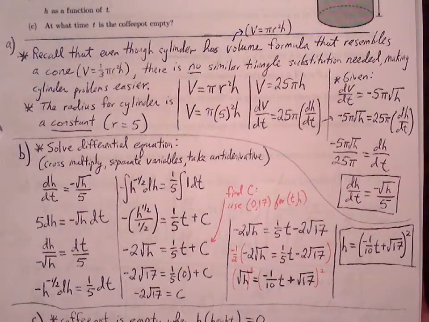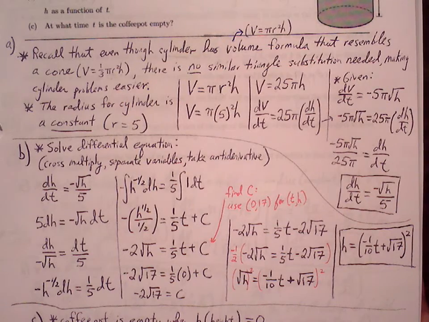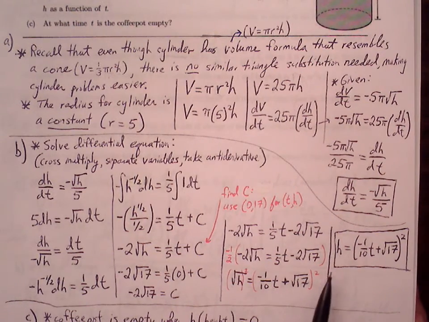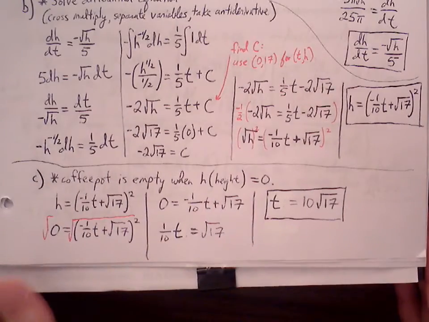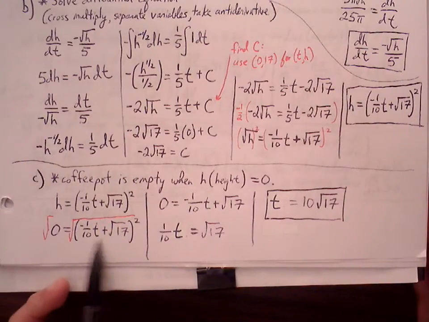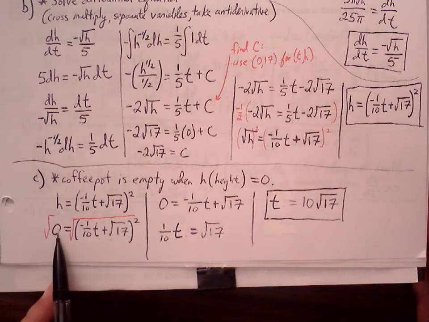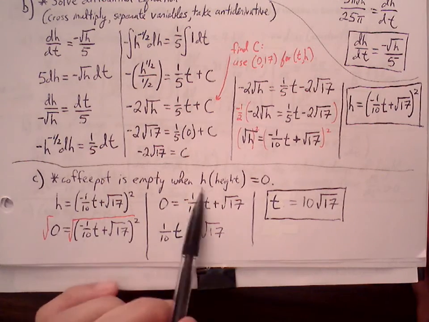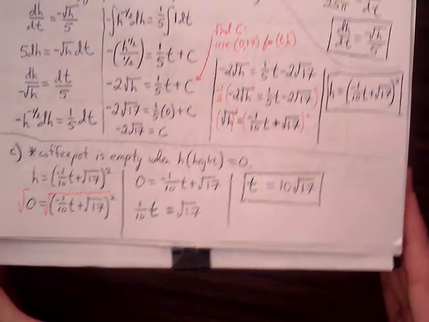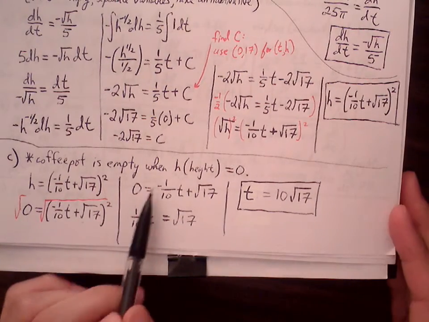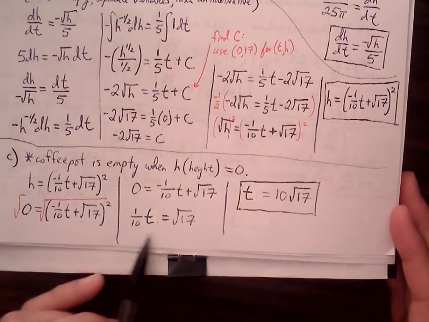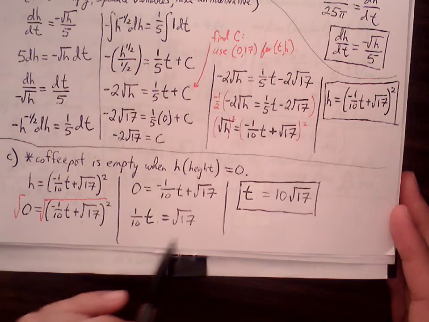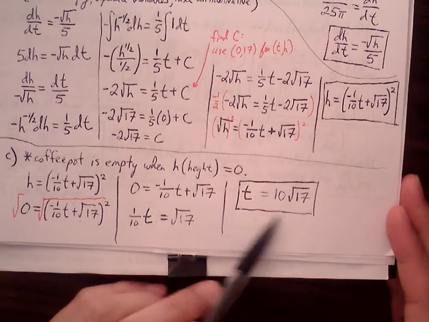Okay, part C: at what time t is the coffee pot empty? The coffee pot is empty when the height is 0, when h is 0. So we can replace h with 0 and solve for t. I can square root both sides, and I get 0 equals negative 1/10 t plus root 17. I can add 1/10 t to both sides, then divide both sides by 1/10, or multiply by 10. We get t equals 10 root 17.